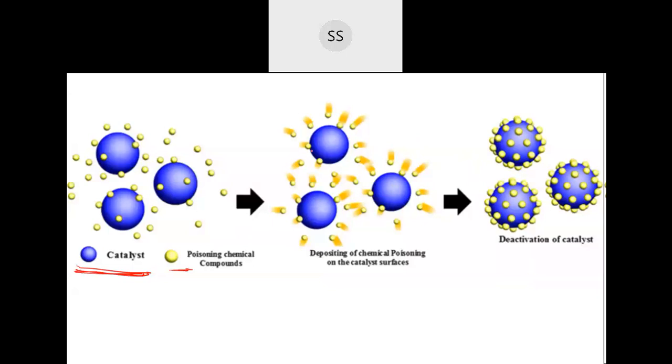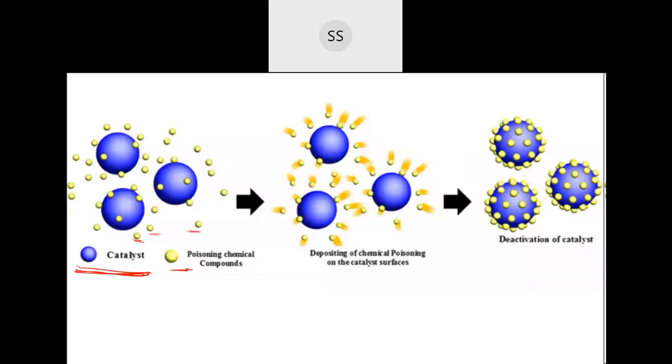So see here, this is the catalyst. The blue ones are the catalyst and these yellow ones are the poison. What these poisons do is they come and get adsorbed on the surface and block them. If they block, only little surface area will be available where the reaction will happen. And these poisons will not allow them to further reduce to alkanes. So this is what happens in Lindlar's catalyst.